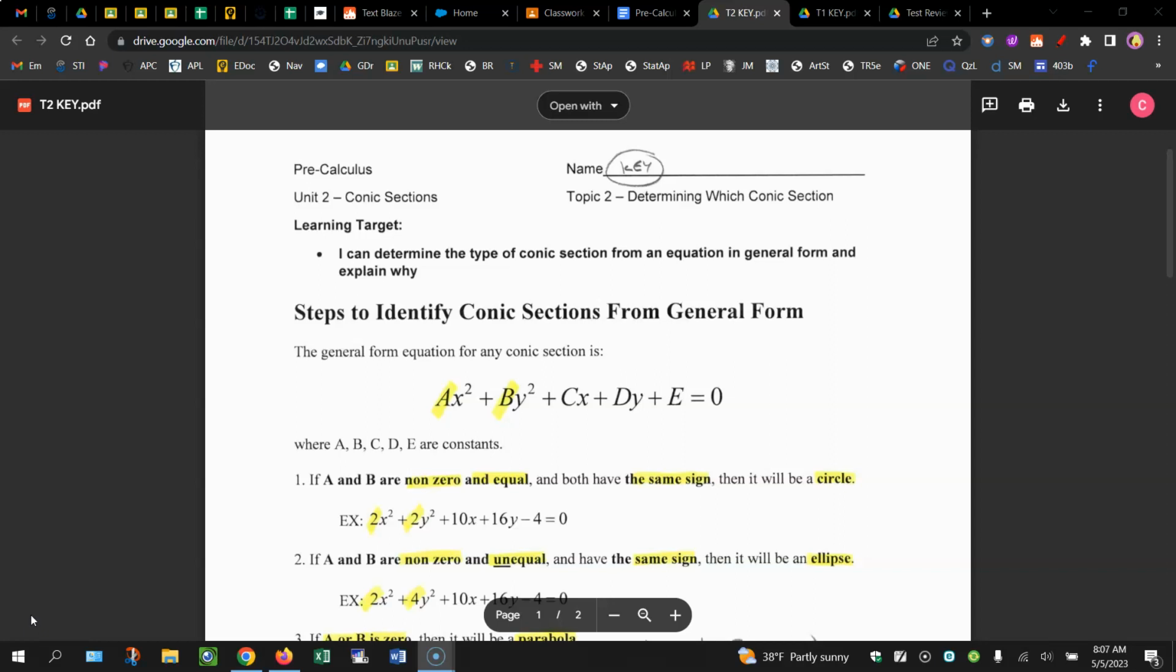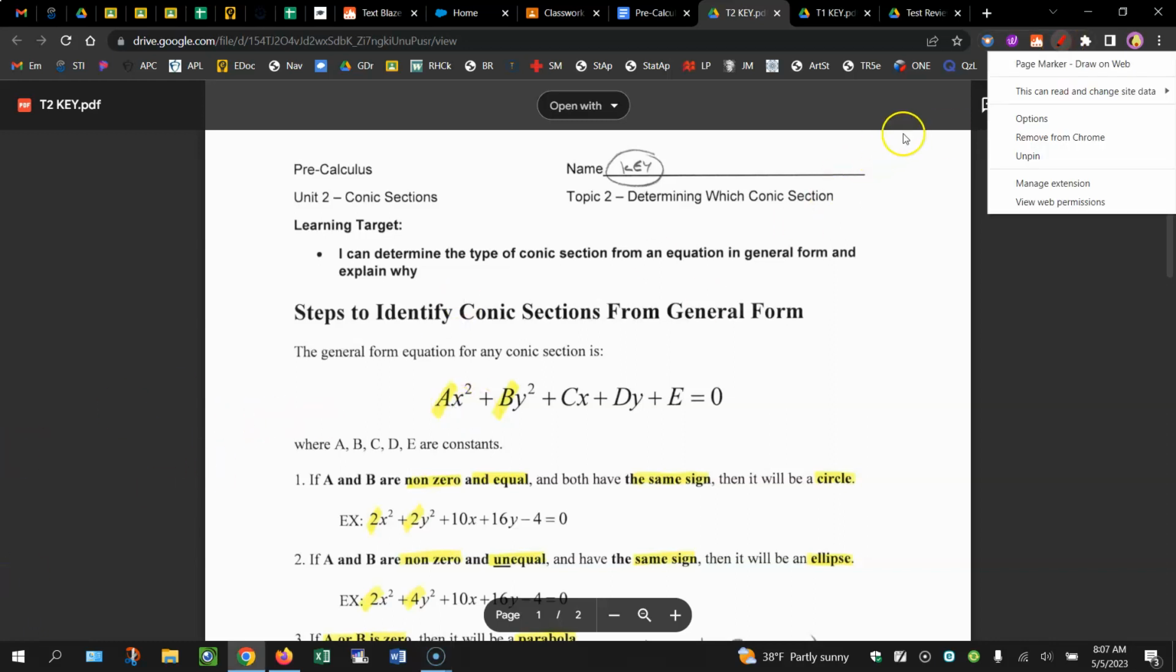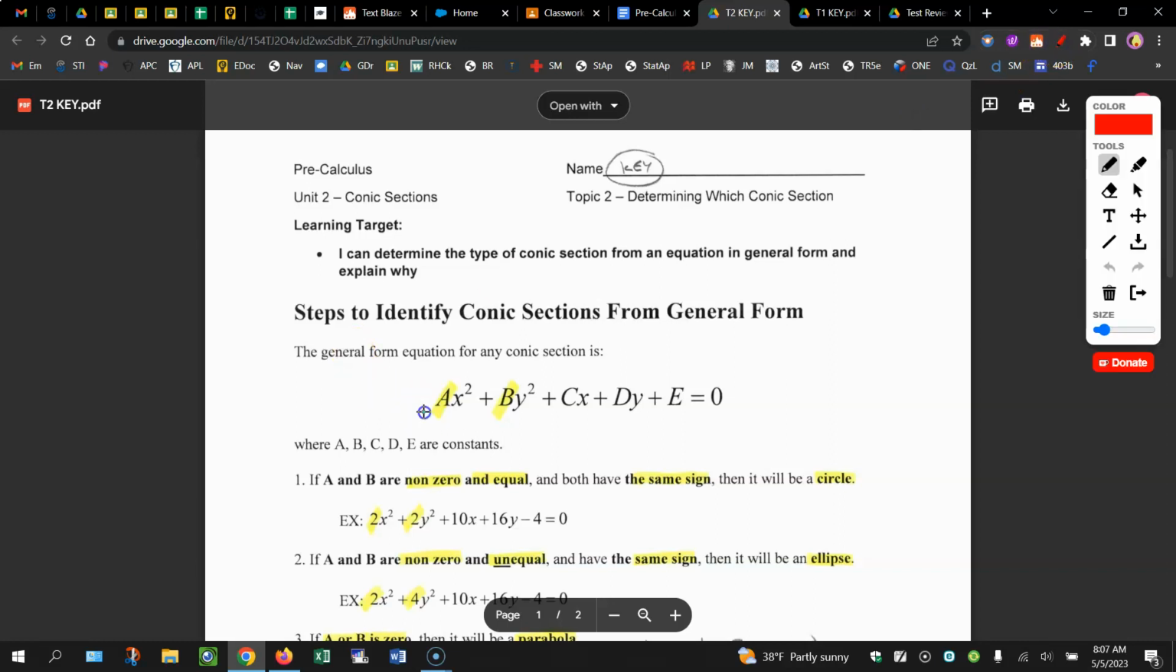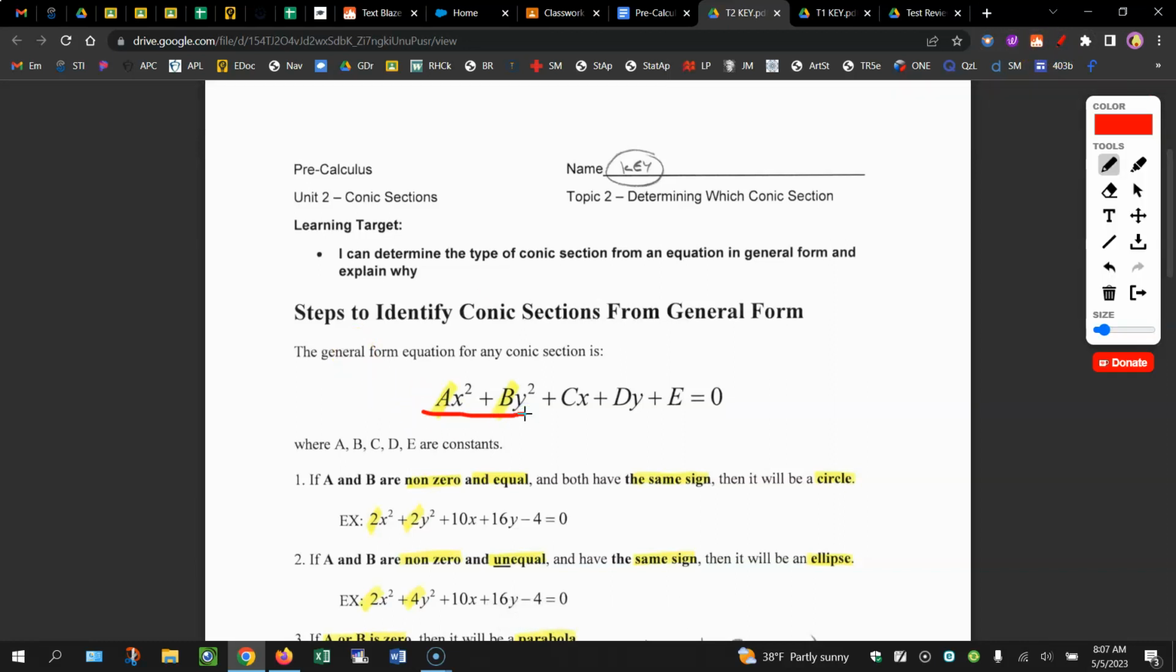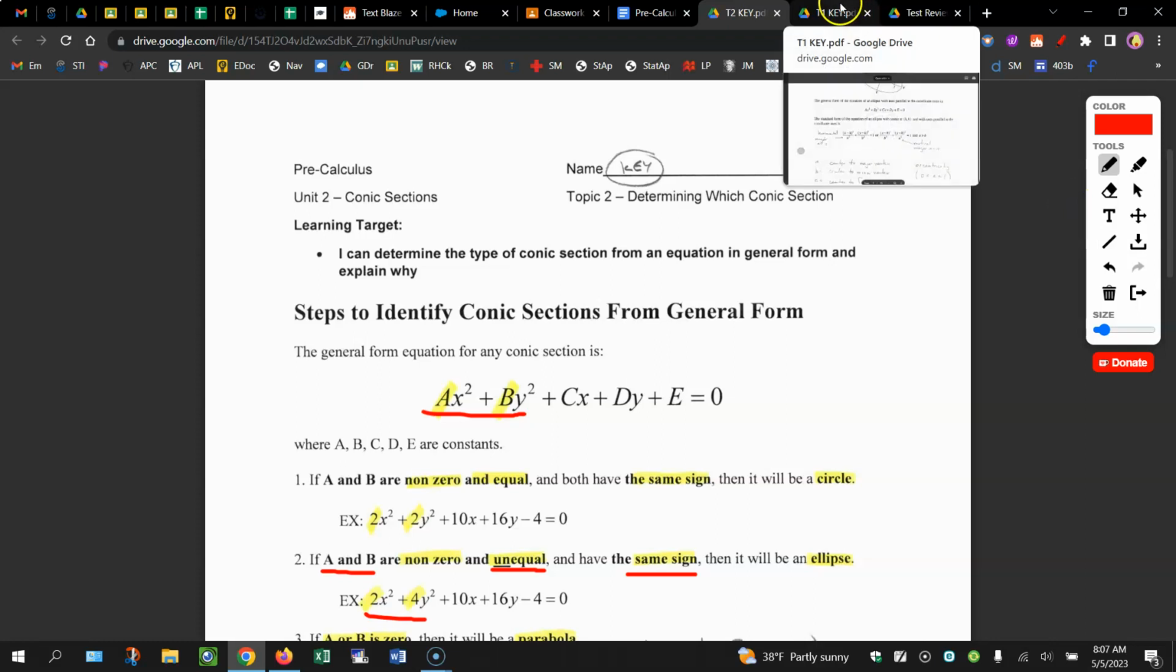First, we're going to cover how to determine what kind of conic section you have. So you're going to look at this equation that's in general form, and you're going to focus on the two terms that are squared. You're going to look specifically at the coefficients, so in this case, A and B. If the coefficients are not zeros, and they're not the same, but they have the same sign, it's going to be an ellipse. So here you have a +2 and a +4. They're the same sign, but they're unequal. That is an ellipse. So that's how you're going to determine if you have an ellipse.